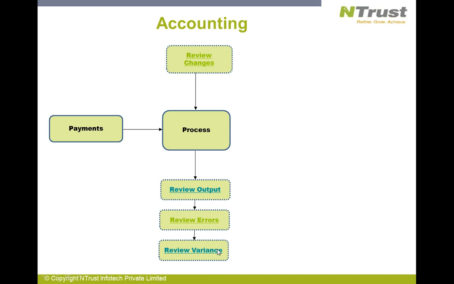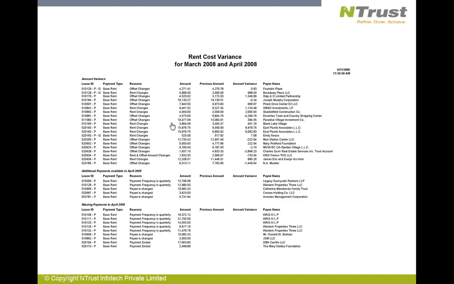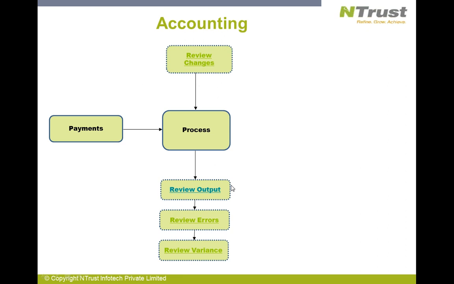The variance report will help you quickly compare your current batch to the prior batch to see any amount variance, any additional payments that have come in this new batch, and any missing payments compared to your prior batch. That way you have enough checks and balances to ensure the batch you have processed for the current month has all the correct payments that need to go out to your landlord.